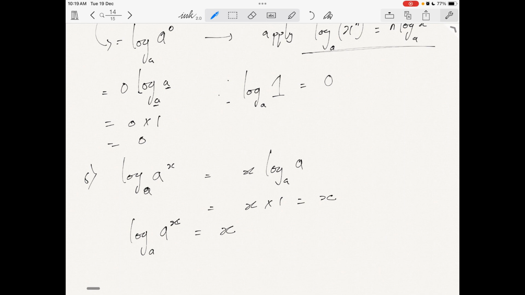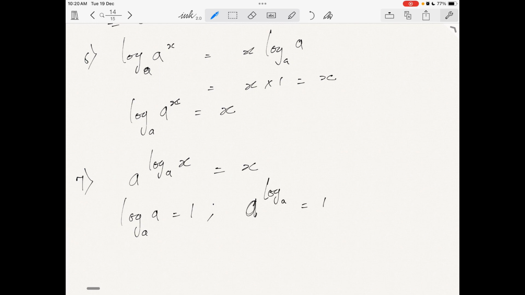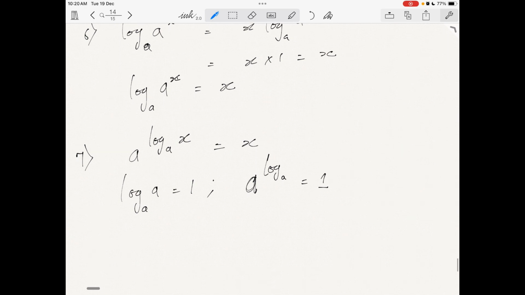And we also have another rule that says that a raised to power log x to base a is equal to x, because just as log a base a is equal to 1, so is a raised to power log a. If you have something like this, it's also equal to 1, so we can keep that in mind.